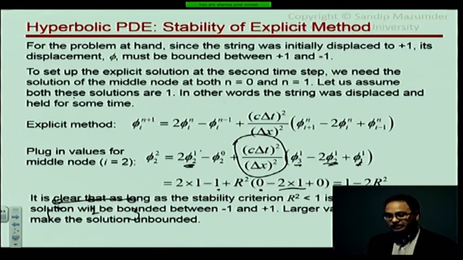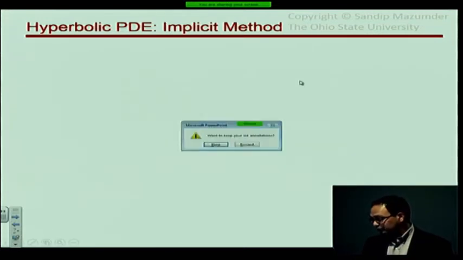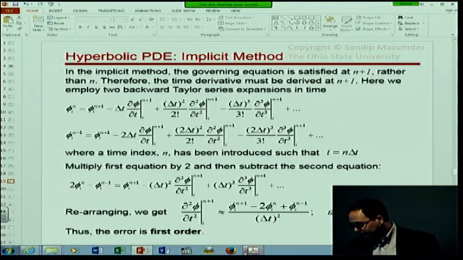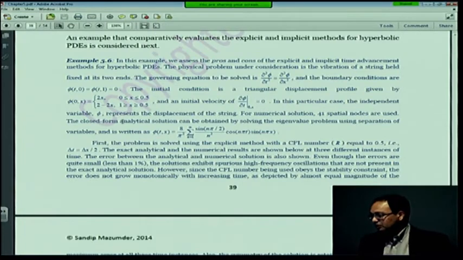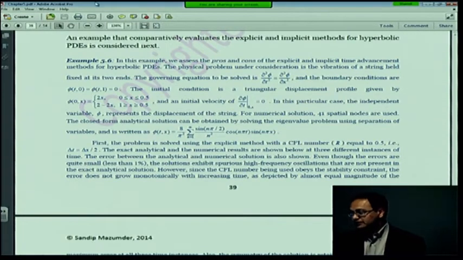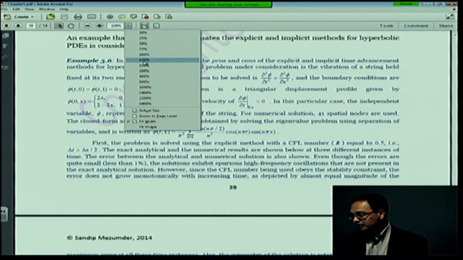Any questions? I'll show you a numerical example. Let me just get out of this before we do implicit methods. Let me show you a numerical example. So here is the actual numerical example. Let me make this bigger so you can see it.